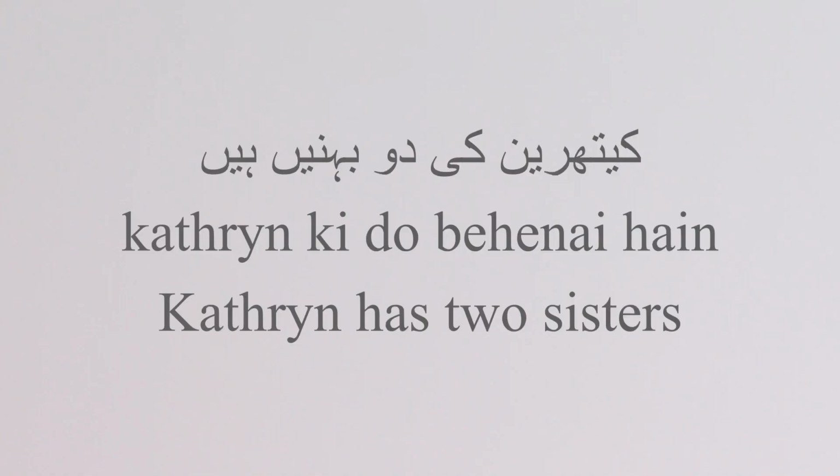Catherine ki 2 behnen hain. Catherine has 2 sisters. 2 is 2. Behnen is plural, sisters. The ending hai changes to hain. A nasal sound is added into it, which indicates the plural object. Probably you'll not detect the difference in hai and hain, but there is a nasal sound in the second one. Catherine ki 2 behnen hain.